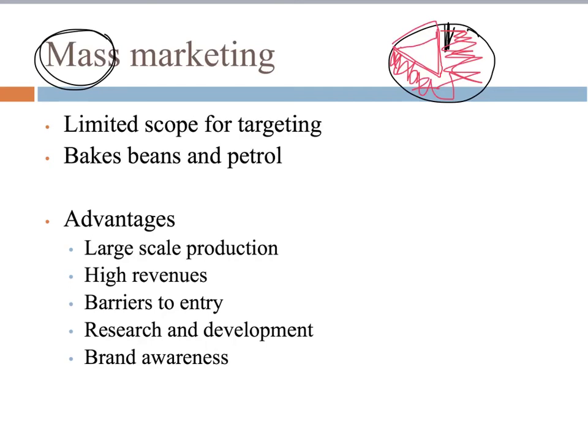Well, we can have large scale production this time. So with mass marketing, production on a large scale is possible, which will help to lower costs per unit through factors such as bulk buying. So remember, the more of something we buy, generally the cheaper we can get it. This should improve profit margins, particularly as many businesses will not be large enough to compete in the mass market, so you might have fewer competitors. We might have high revenues because of the sheer volumes of customers. It enables companies to earn huge revenues.